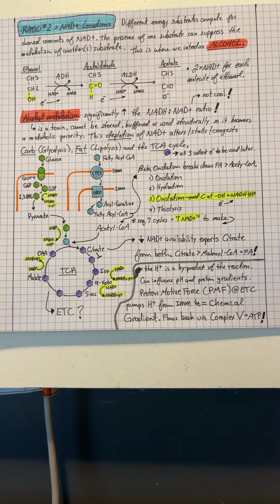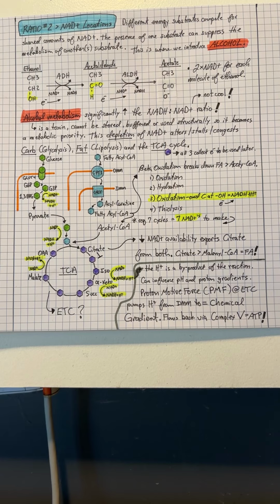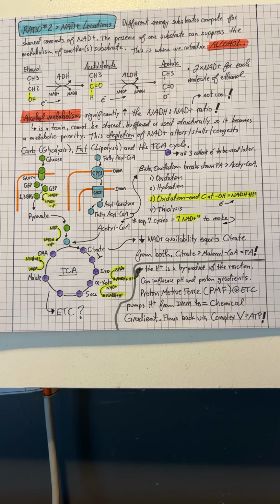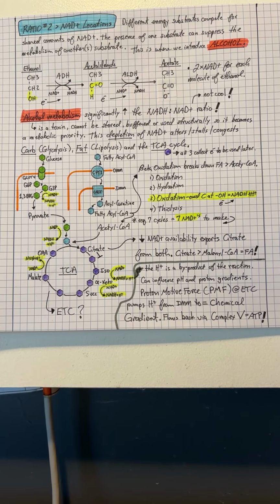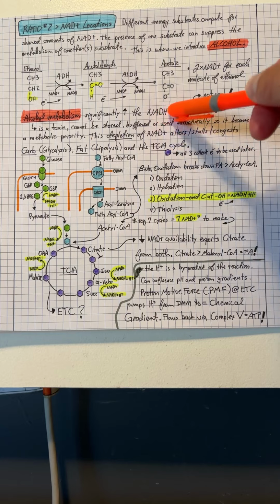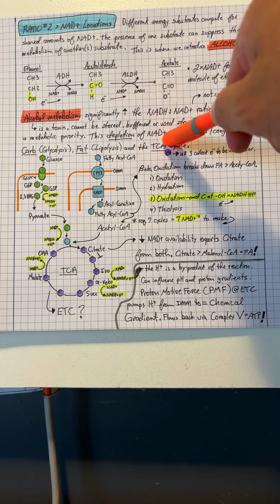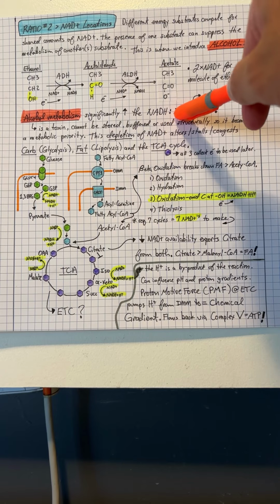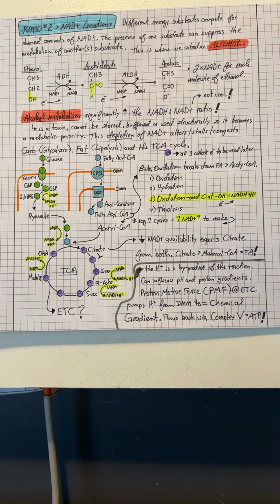So alcohol metabolism significantly increases the NADH ratio, the collected electrons ratio. Because alcohol is a toxin, it cannot be stored, buffered, or used structurally like a protein, so it becomes a metabolic priority. This depletion of NAD, making lots of NADH, is depleting NAD, and that's making a high NADH ratio. And that's not ideal. We don't like that.